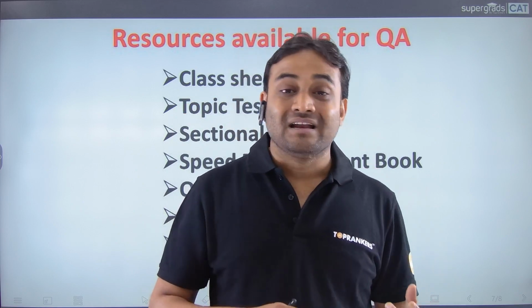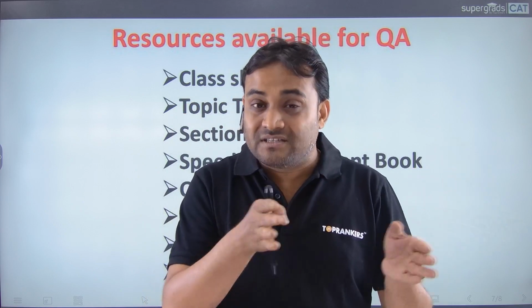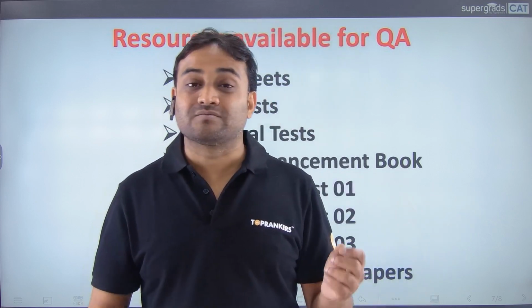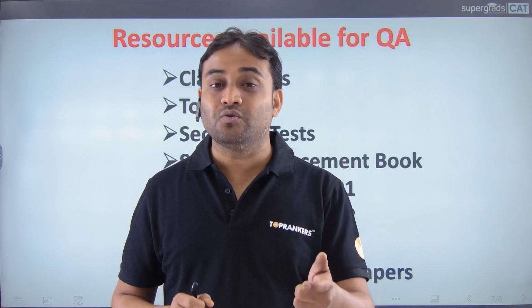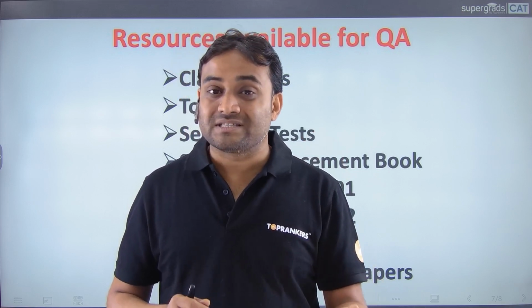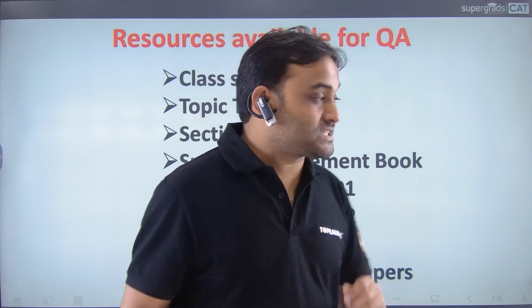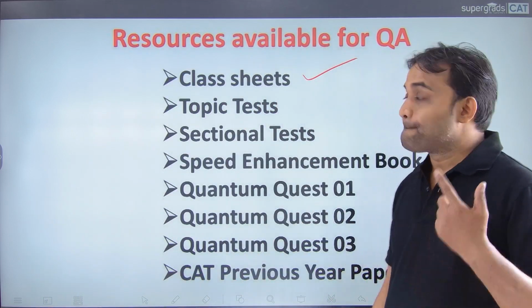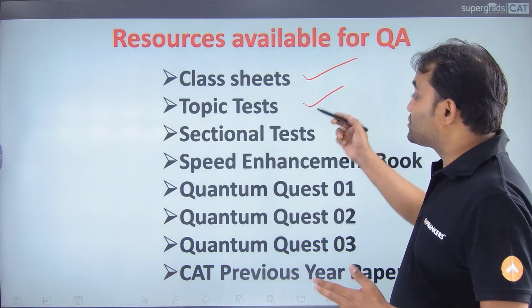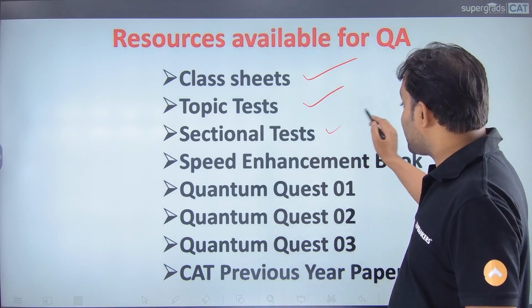As I said, between 5 to 6 years, the level of quant was easy to moderate, but last year it was moderate to difficult. Almost every question was moderate to difficult. So what you need to do is rely on resources that will give you the right practice for the CAT quantitative aptitude section. First, whenever you are doing class, try to follow the class sheet, practice them, try to write topic tests, and then sectional tests.